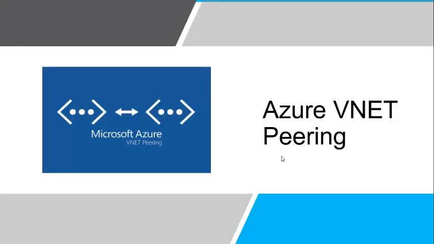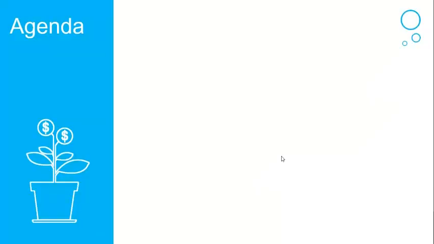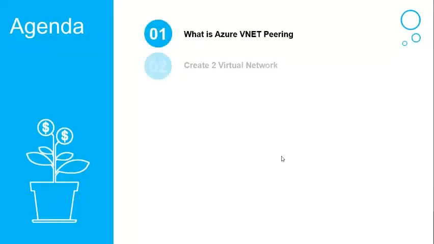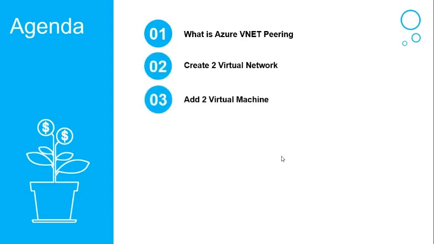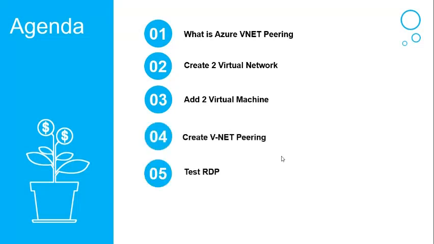So in this video we are going to discuss what Azure VNet peering is. Then we will start our practical demo, in which we will create two virtual networks and add two virtual machines in the virtual networks. Then we will do the VNet peering and test by making the RDP connection to see whether the VNet peering was successful or not.